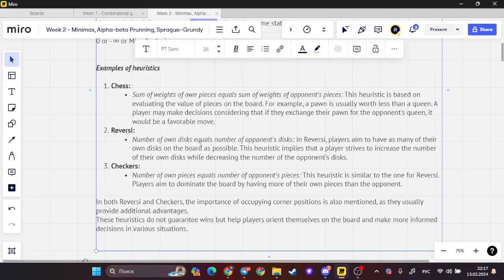Okay, and here are some examples of such characteristics. Some simple examples for chess: we can take the sum of weights of our pieces and subtract the weights of the opponent's pieces. Or in reverse, for checkers in the same way, we can take the number of disks, equal to the number of the opponent's disks.